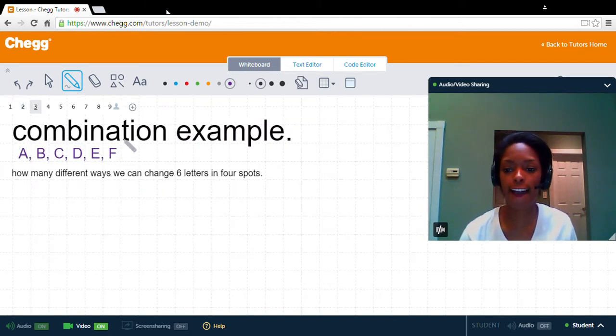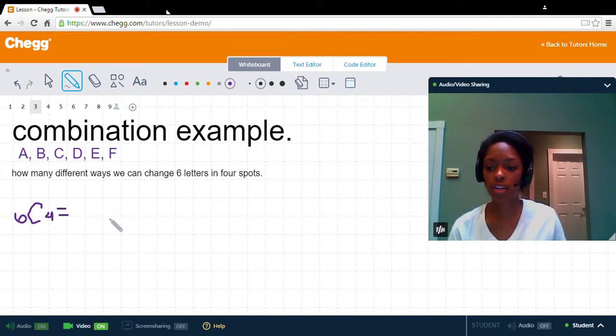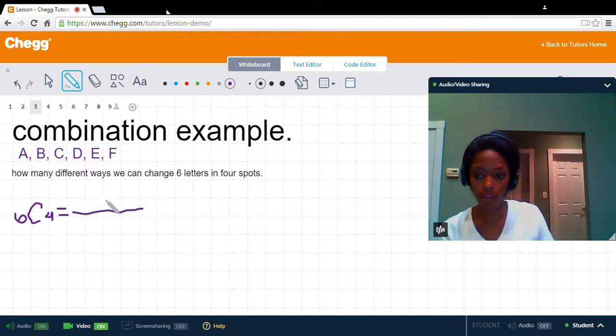As you can see here, I have a combination example. We're going to figure out how many different ways that we can choose 6 letters in 4 spots. I have letters A through F up here. So we're going to set up the problem with 6 choose 4. So now we have that. We're going to break it down more and write it into the formula.